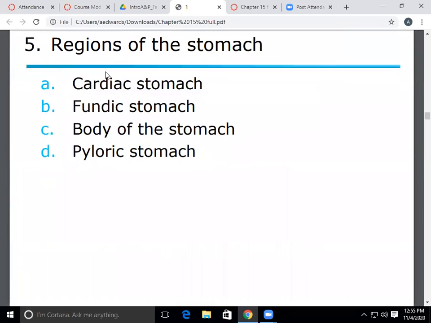All right. I know you probably thought, well, it's just the stomach. Well, anatomists actually say that there are regions of your stomach. Okay, we have a region that's the cardiac stomach, a region that's the fundic stomach, a region that is the body of the stomach, and a region that's the pyloric stomach.